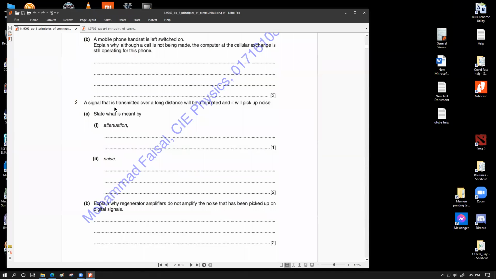Question number 2 says a signal that is transmitted over a long distance will be attenuated and it will pick up noise. State what is meant by attenuation and what is meant by noise. We have 3 marks in these definitions. Attenuation basically means the loss of signal power when transmitted over long distances. Because this is a state question, I would not say why this occurs.